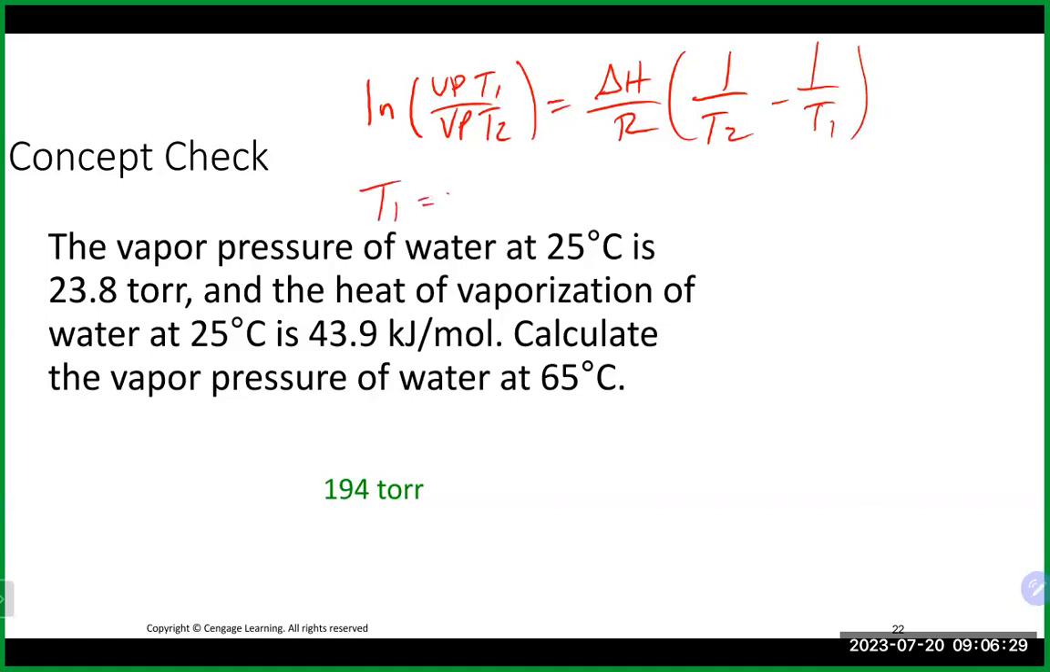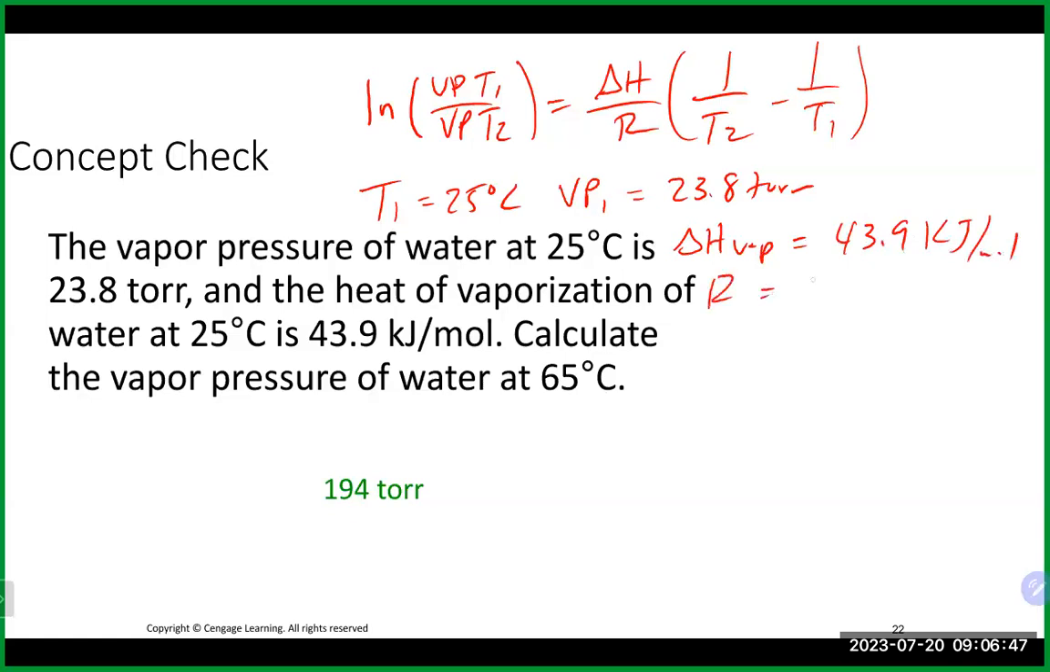All right, so in this case, we have the vapor pressure at 25 degrees. So T1 would be 25 degrees Celsius. Our vapor pressure there for our first one would be 23.8 torr. We have our delta H of vaporization, which is 43.9 kilojoules per mole. Our R, we always have 8.314 joules per Kelvin per mole. And we want to know what is the vapor pressure when we go to 65 degrees Celsius. So if we put all that in, I'll find my calculator here somewhere. There it is. So we'll go natural log here of our vapor pressure at the first temperature, which was 23.8 torr.